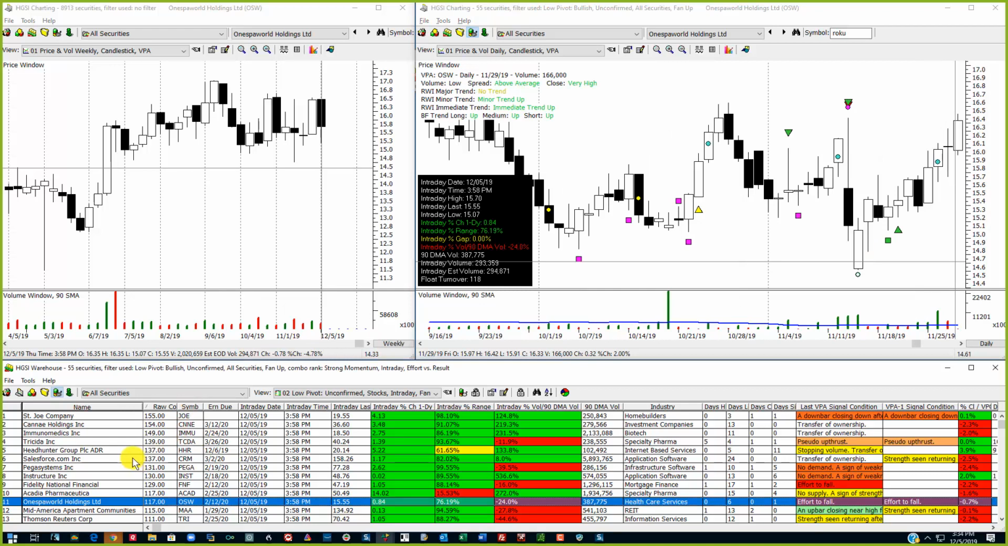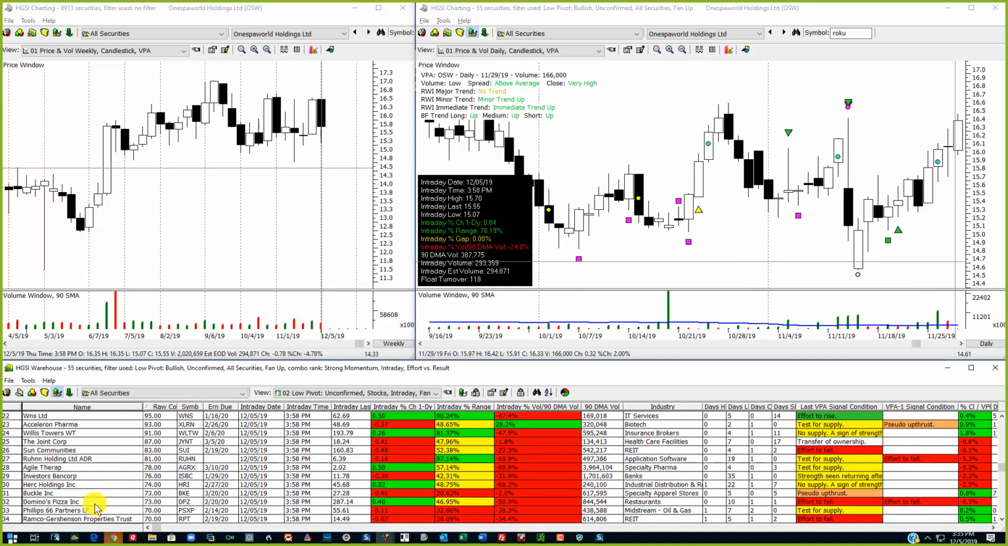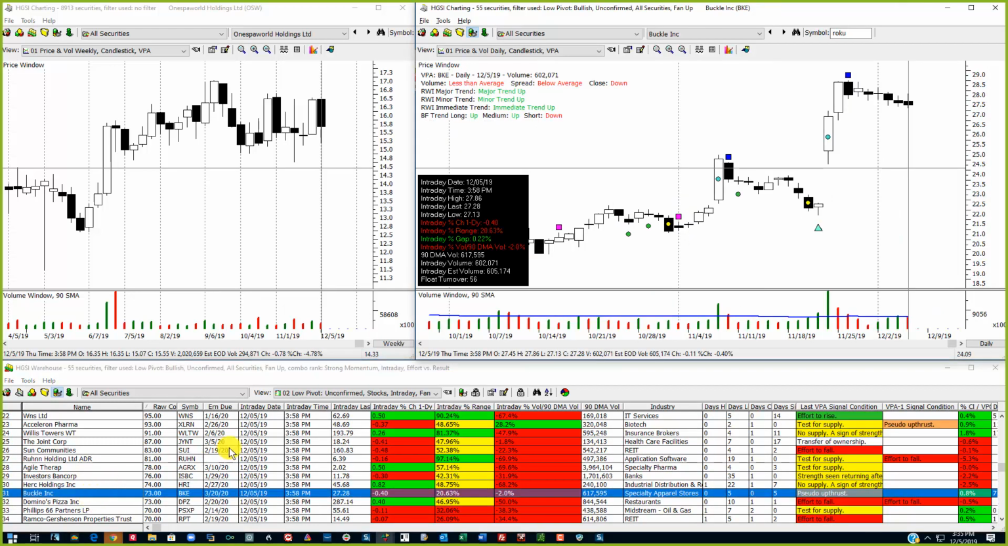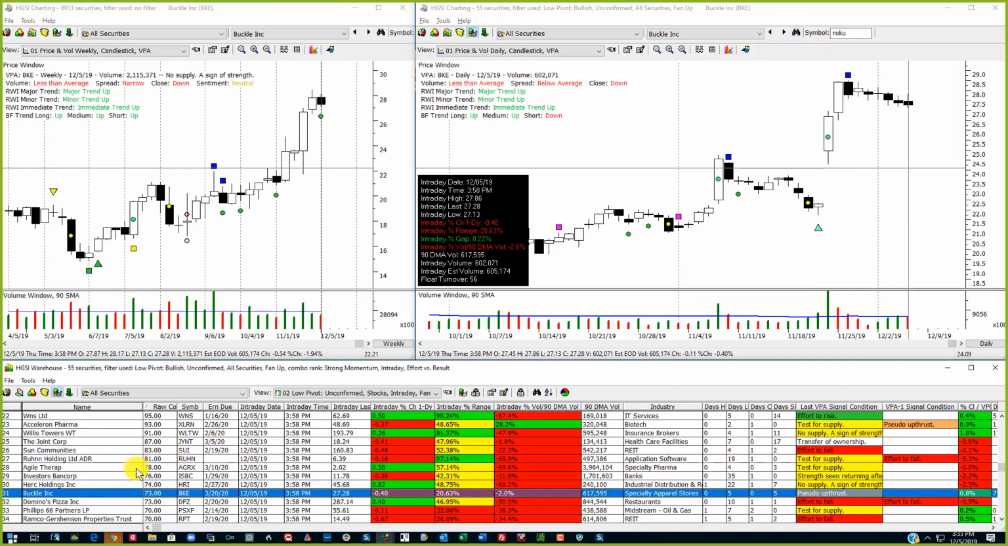Well, I can't find a good example right now. Let's see what the buckle looks like. This is a Nebraska chain. It's holding up. It's making a long loose flag.